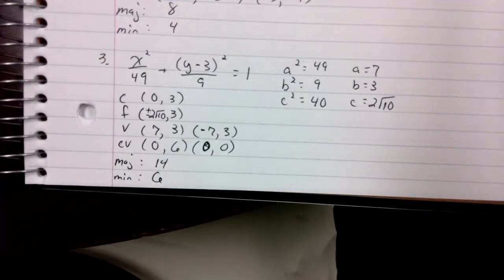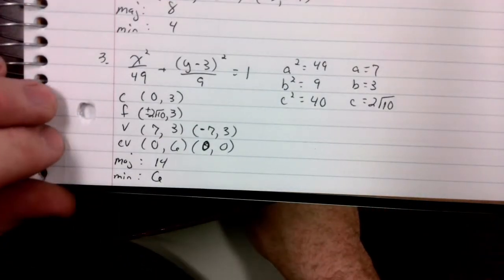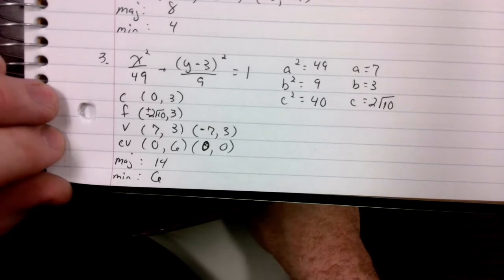Alright, so again, hopefully you found those to be fairly straightforward. Where things get less straightforward is when the equation is not in the proper form. So let's take a quick look at that. Okay, this is the last example. This is number 5 from the homework assignment from last night. We've got this equation here.